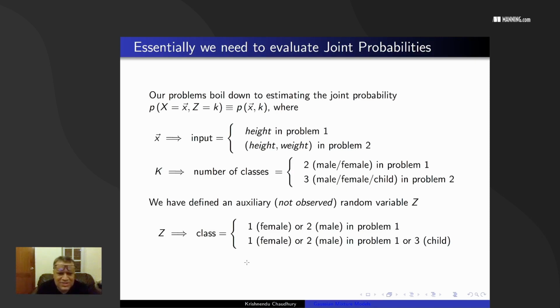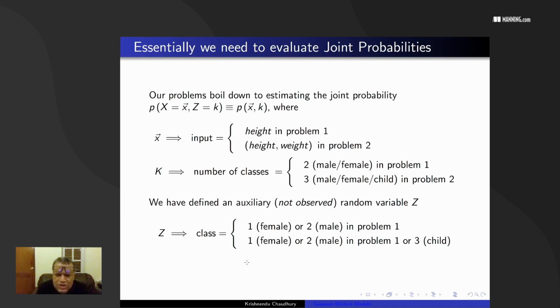Now let X denote input and uppercase K denote the number of classes. In problem 1, we have only 2 classes, male and female. So uppercase K would be 2. And in problem 2, that would be 3 because we have 3 classes, male, female, and children.